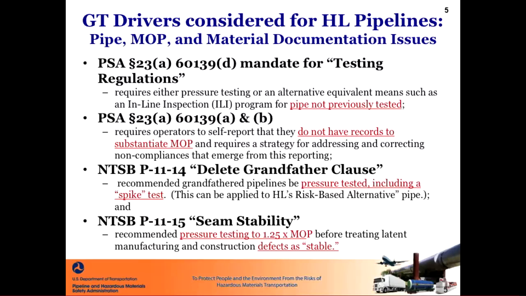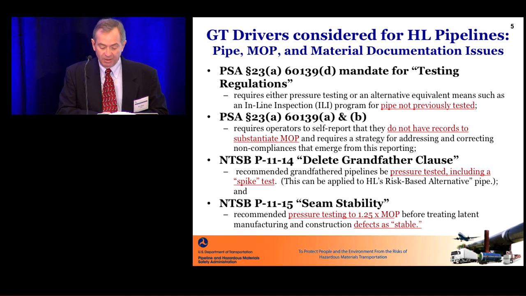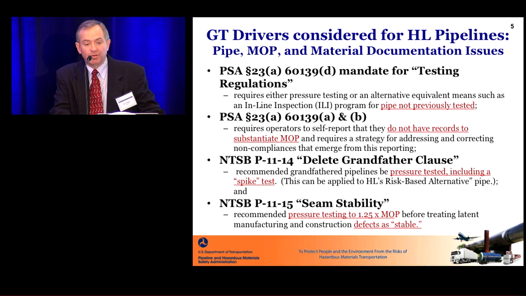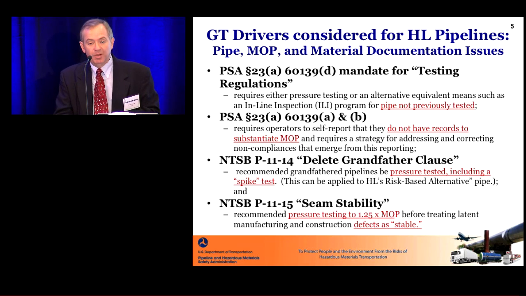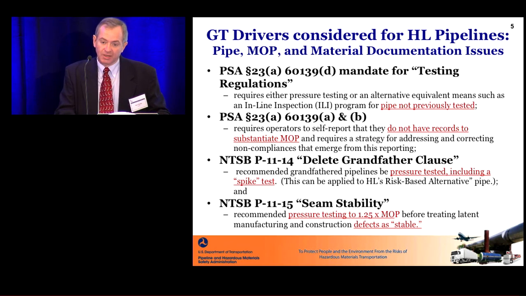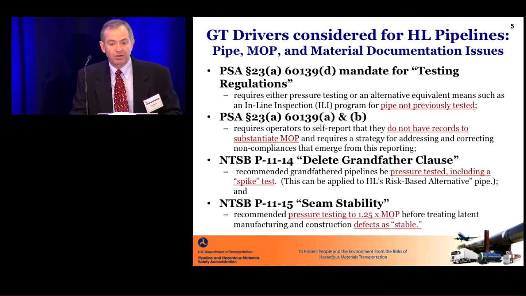In other words, what we should do there, like on the risk-based alternative. Should there be a pressure test, including a spike test? And then the last is seam stability. If you've got seams that are not stable, what should you do there? And I think all of these, it may be that the mandate wasn't directed for liquid pipelines, but I think the liquid pipeline industry has similar issues, as Robert said, as the gas transmission. In fact, you probably cycle your pipeline more, so the issues may come to the surface more.